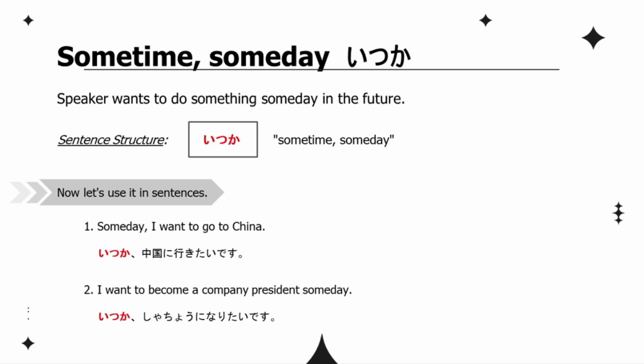Someday, I want to go to China. いつか中国に行きたいです。In short, we use this in the sentence when the speaker wants to do something someday in the future.